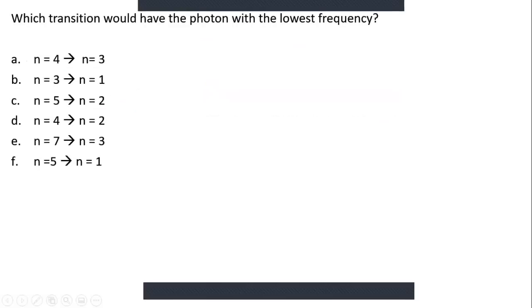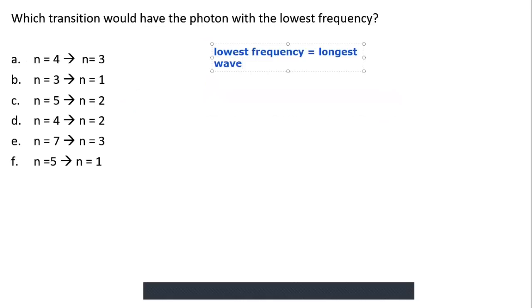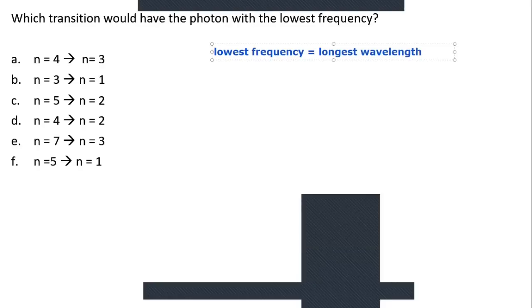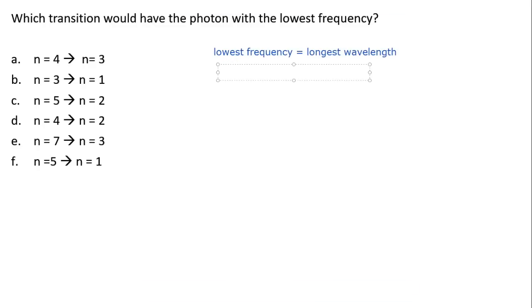Okay, one more. Here we want to know which photon has the lowest frequency. So if we remember from our equation relating frequency and wavelength, lowest frequency equals longest wavelength. So in order to find the lowest frequency, we need the longest wavelength present. And so what we need to do is look at which one of the series has the longest wavelength.